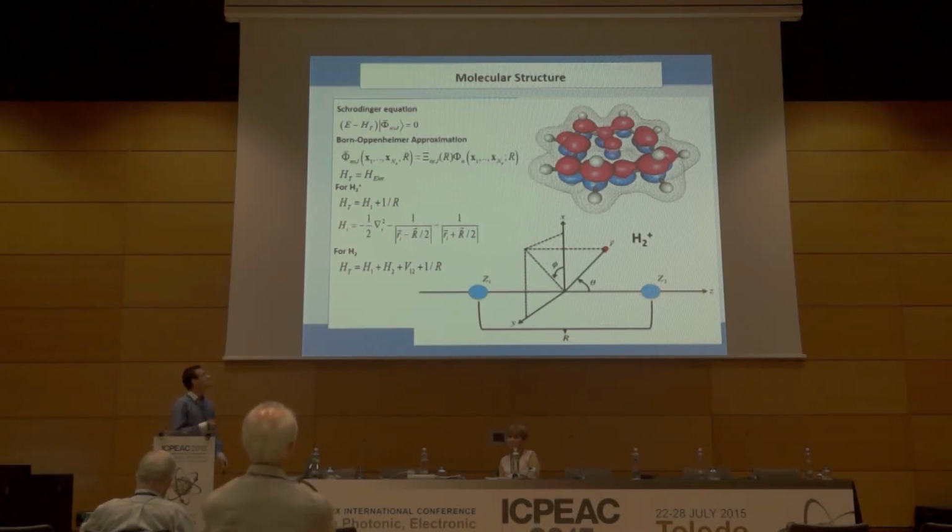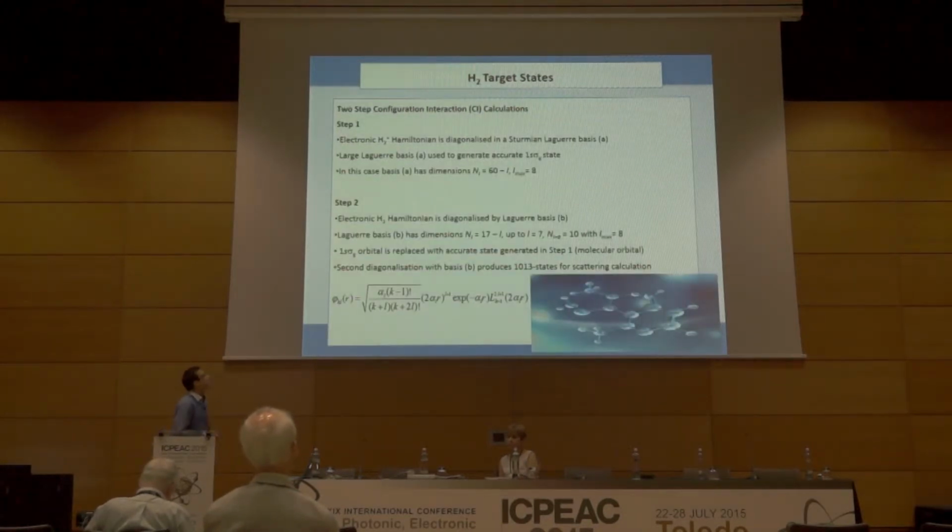The first thing we want to do is describe our target state. We diagonalize our electronic Hamiltonian in a single-center Laguerre basis expansion, and we choose this coordinate system, where our two nuclei are separated at a distance R from each other. The midpoint is set halfway between the two, and this is in the body frame, so the internuclear axis is along the z-axis. As I said, it's a single center expansion method, so we need to be a bit clever about the method that we use to obtain an accurate structure model. The first thing that we do is perform a two-step structure calculation.